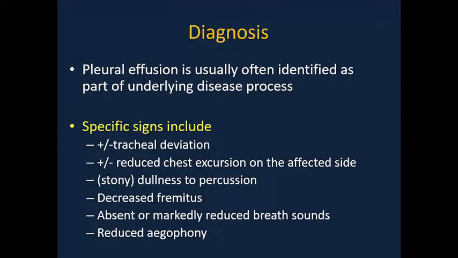Once you examine the patient, the findings will depend largely on the amount of fluid in the pleura. So you may or may not have tracheal deviation, reduced chest expansion on the affected side, stony dullness to percussion, decreased fremitus, absent or markedly reduced breath sounds, and reduced egophony. Those will be the signs of pleural effusion on examination.